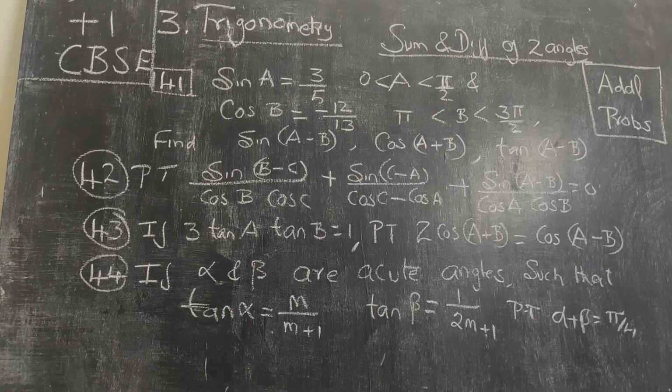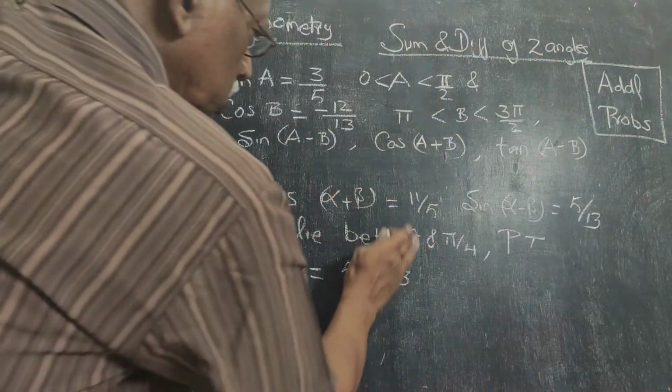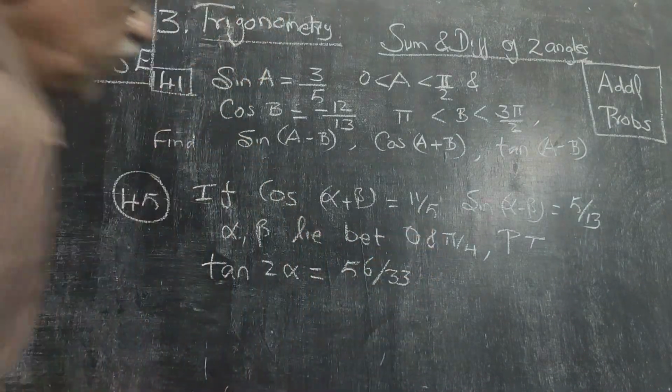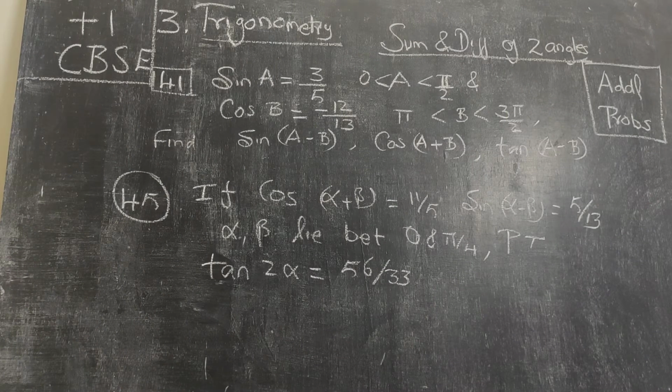Question number 45 is: if cos of alpha plus beta is 11 by 5, sin of alpha minus beta is 5 by 13, alpha and beta lie between 0 and pi by 4, then prove that tan 2 alpha equal to 56 by 33.